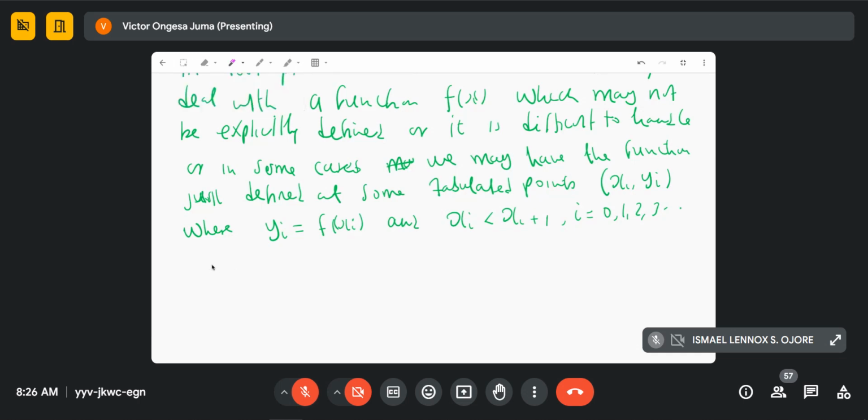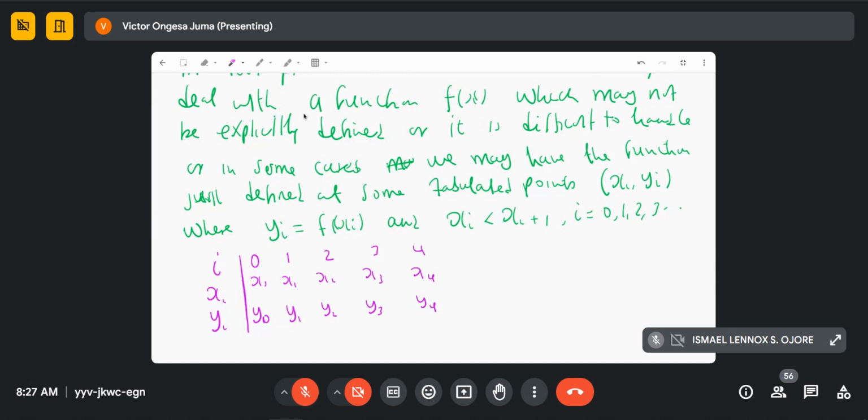So I can have xi and then the corresponding yi. Here, these are just the node numbers, and then here we'll have x0, x1, x2, x3, and x4. Then we have y0, y1, y2, y3, and y4. So this is the case of what we have.